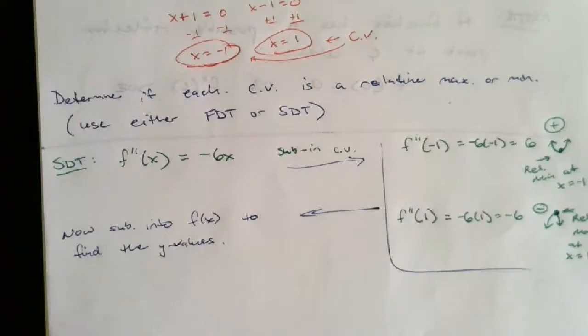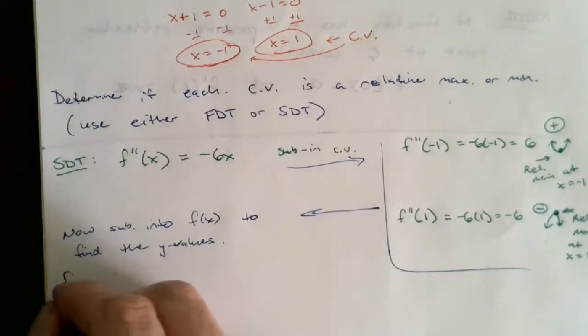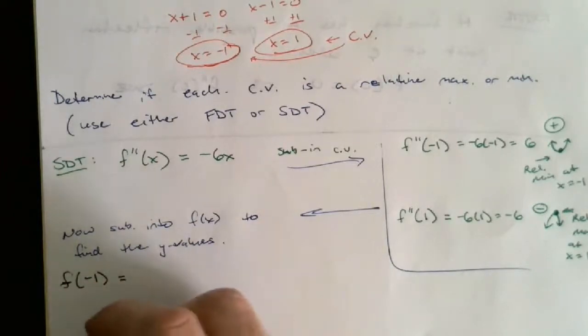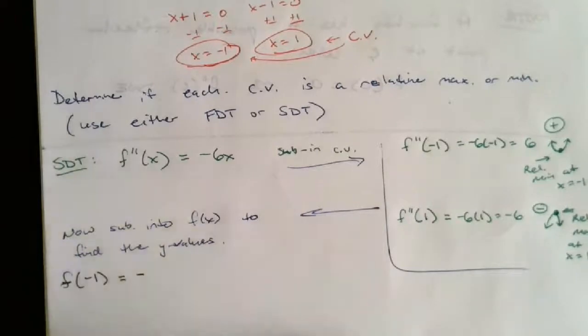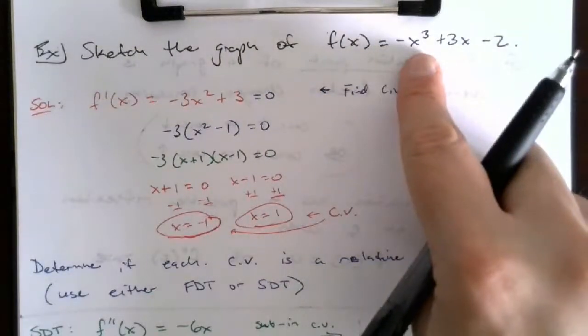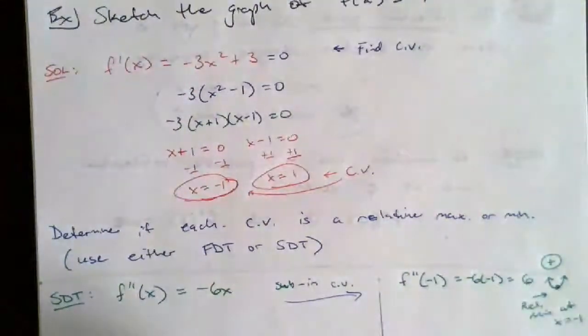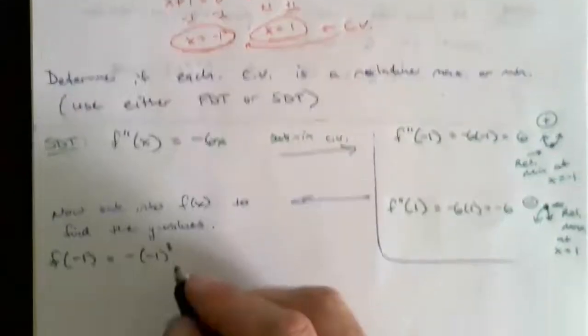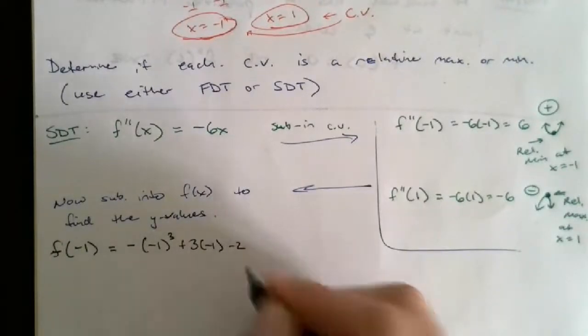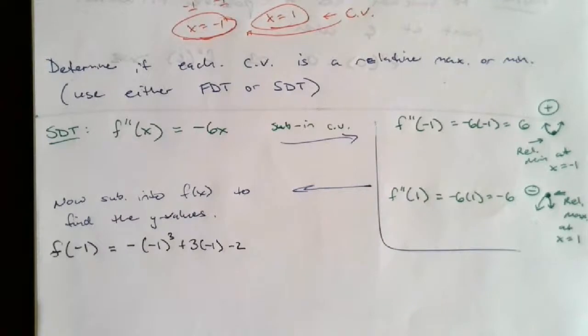So we want f of, right, something in the original function, f of -1. It would equal, substituting in, it would be negative, and then, remember, it's up here. So negative from the function, and then x is -1, so it's negative, and then -1, the quantity cubed, plus 3 times -1 minus 2. Watch your parentheses there, it's really important.